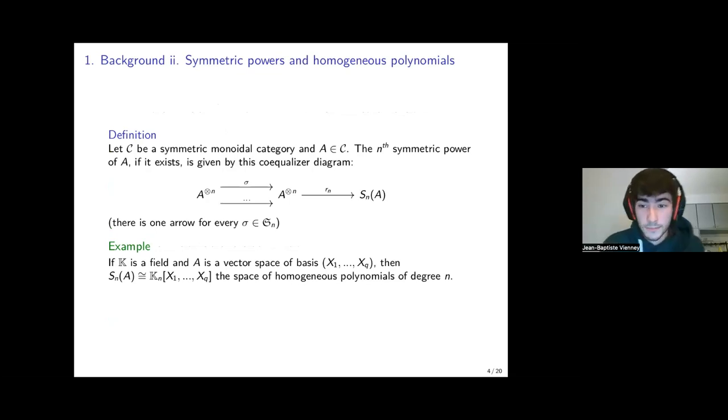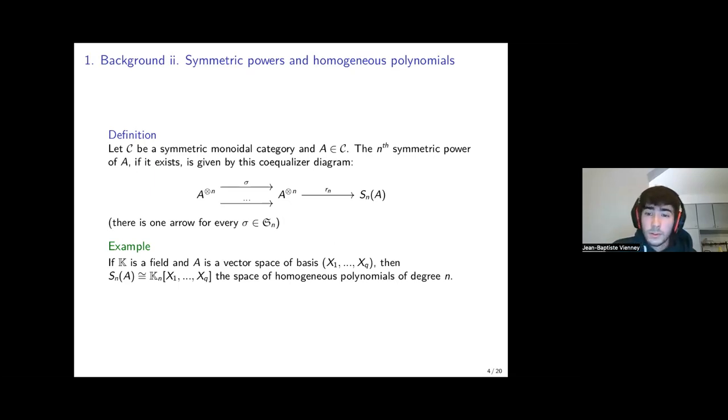After that, we need to know what the symmetric powers are. In a symmetric monoidal category in general, you can define the n-th symmetric power of an object by this coequalizer. On the left of the diagram, you have n factorial permutations. In the symmetric monoidal category, you can define a natural transformation, an exchange, for every permutation. So you have all these exchanges on the left, and you look at the coequalizer, and it gives you the n-th symmetric power.